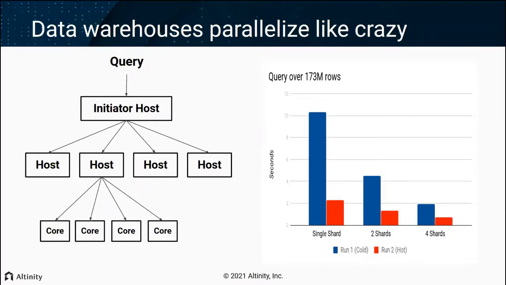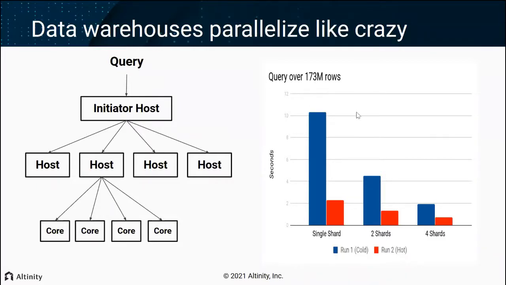This was a cluster I set up in Amazon, doing a kind of heavy query on 173 million rows. And you can see that even when the caches are cold, even when we're pulling all the data in fully from storage, as we add shards, which is to say split the data up into pieces, we basically get a linear increase in performance. So 2 shards is twice as fast as a single shard, 4 shards is twice as fast as 2 shards. And we see this behavior in this particular case regardless of whether it's hot or cold, so regardless of whether we go to storage or not.